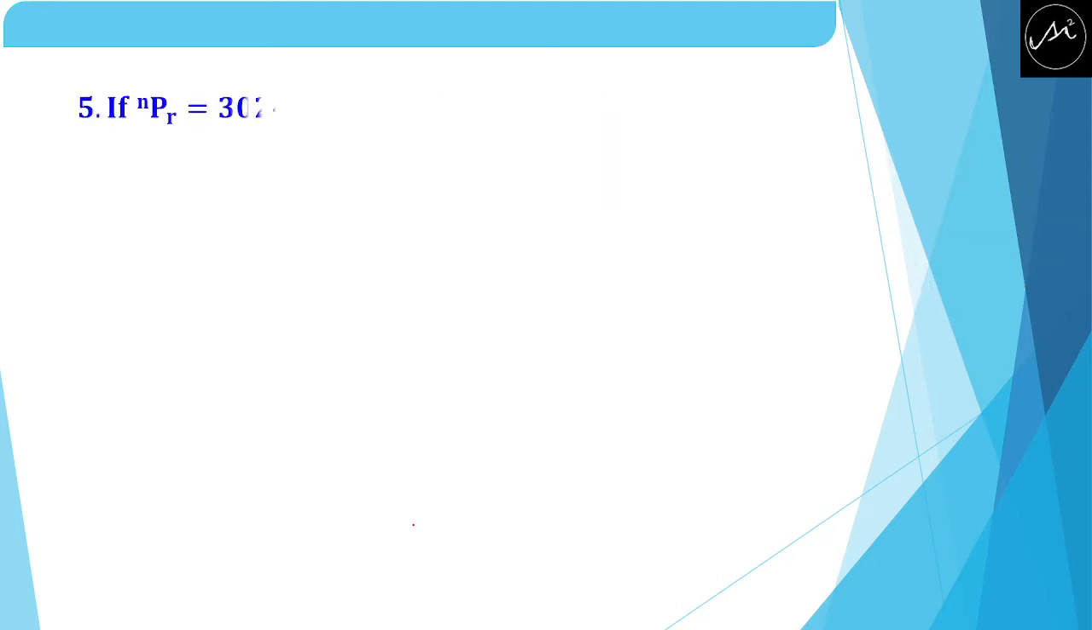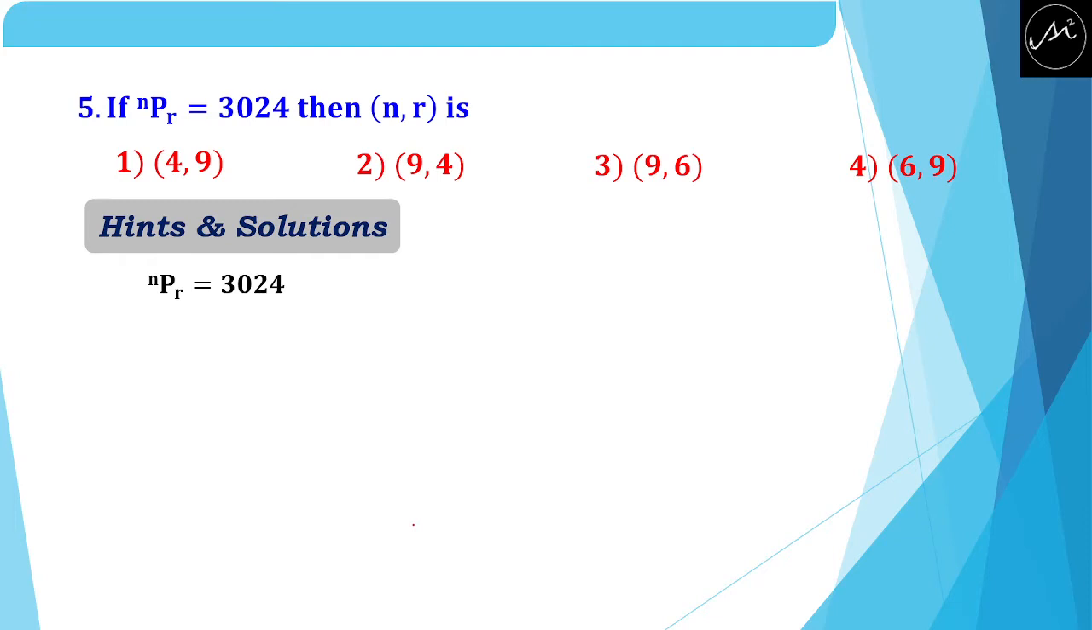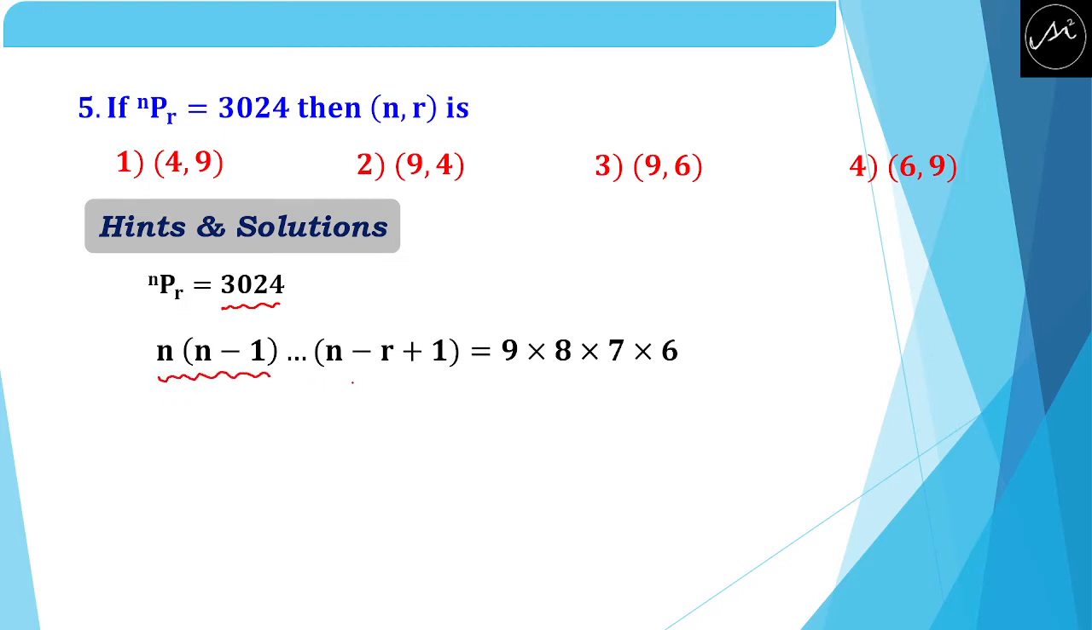Now let us go for the fifth problem. That is nPr equal to 3024, then (n, r) is 4,9; 9,4; 9,6; 6,9. So now you see the result. nPr is equal to 3024. Now nPr can be written as n into n minus 1, and so on, into n minus r plus 1. So that is going to be equal to 9 into 8 into 7 into 6.